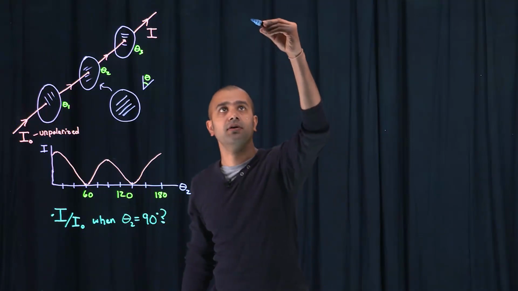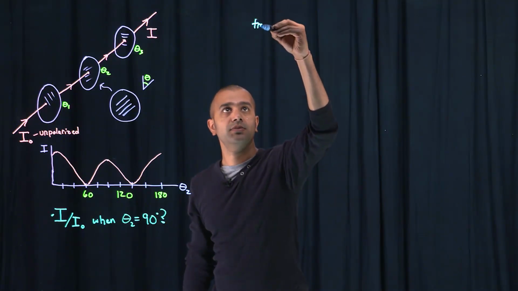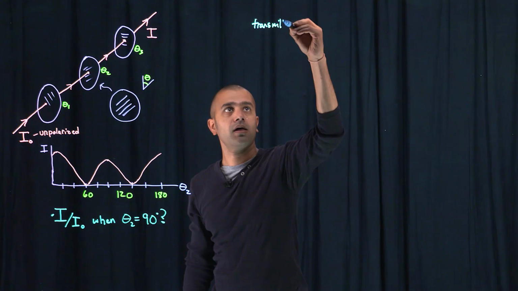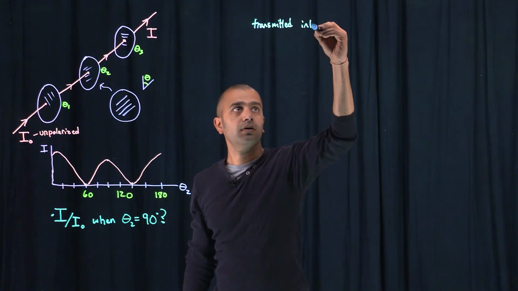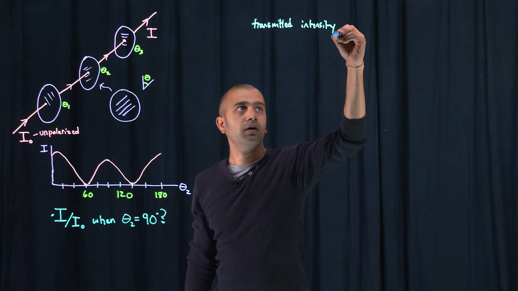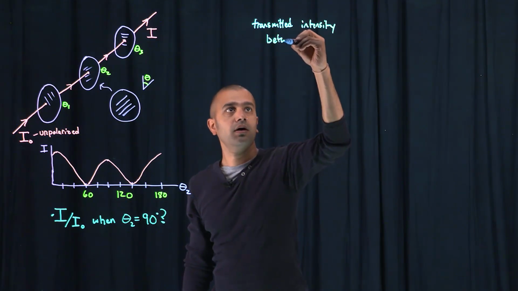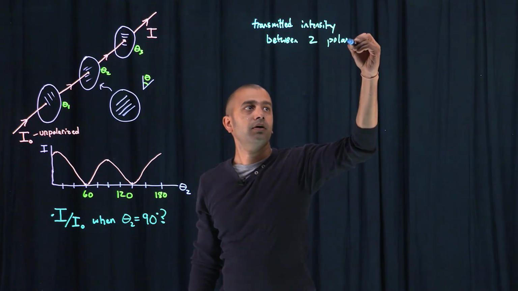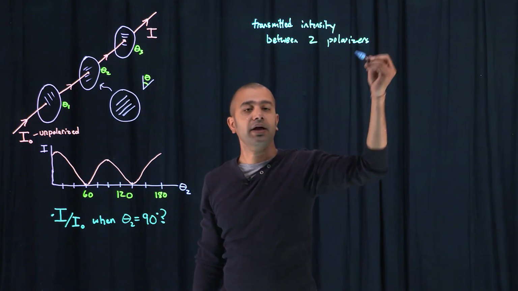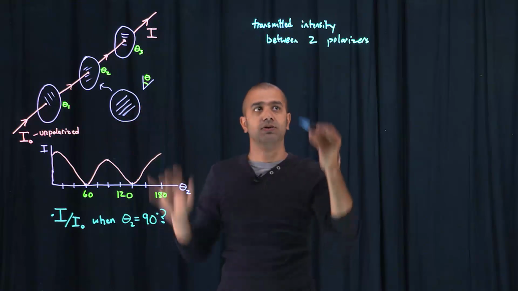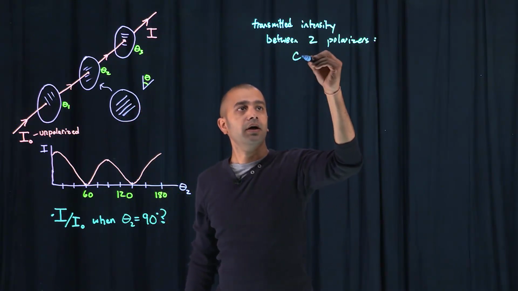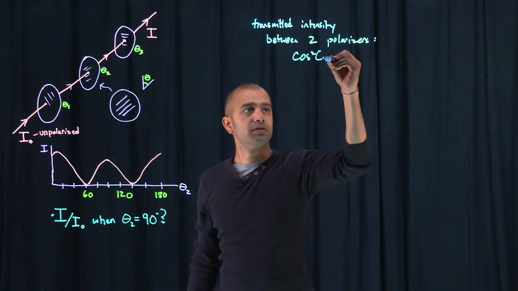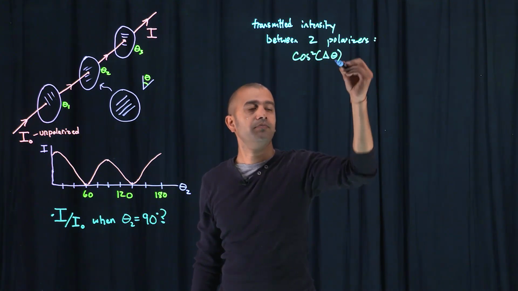And that formula is the following. So I'll write it as transmitted intensity between two polarizing sheets. All it depends on is the relative angle of the polarization directions between those two sheets. And in particular, it's the squared cosine of that angle difference.